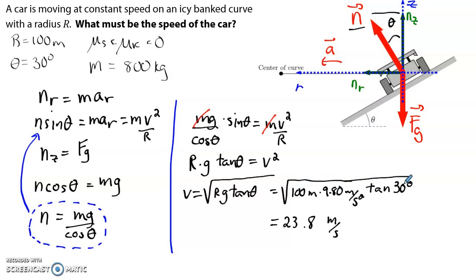That's it. Now the question I want to ask you as a follow-up is, what would happen if the car was actually going slower than that? So if the car gets into the curve with a slower speed than 23.8 meters per second, there's still no friction. So what will happen? Again, I encourage you to stop the video and try to think about it on your own for a few seconds. Then come back. Alright, so let's look at this.